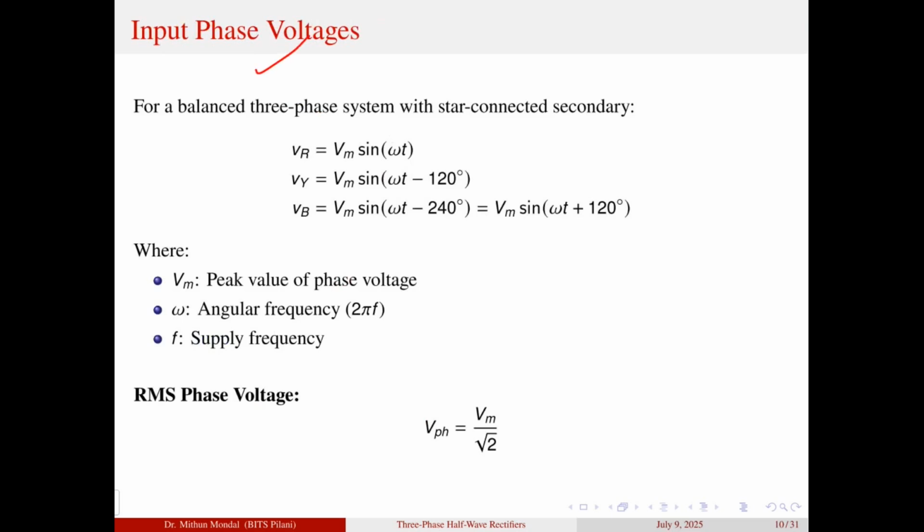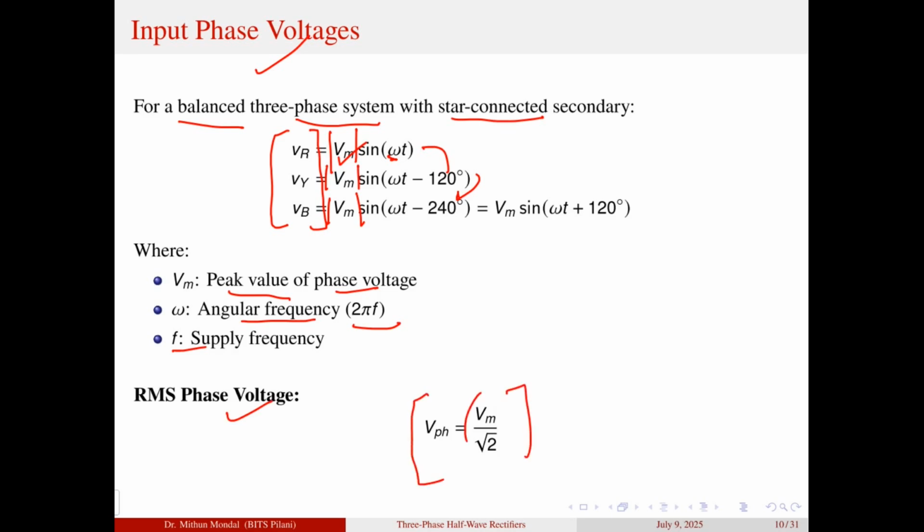If we talk about the input phase voltage, it is a balanced 3-phase system with a star connected secondary. So the 3 phases R, Y, and B have equal magnitude Vm, and there is a phase difference of 120 degrees among the phases R, Y, and B. Here Vm is the peak value of the phase voltage, omega is the angular frequency given as 2 pi f, and f is the supply frequency. So the RMS phase voltage is Vm by root 2. This is because it is a sine wave.